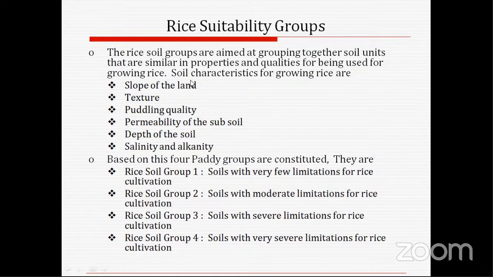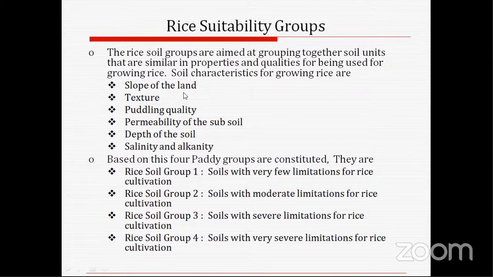So generally, students, for the soil characteristics for rice, what characters do we have to see to decide whether a land is suitable for rice or not? We have to check the slope of that land. Slope or topography, you have to see the landform slope. Texture, puddling quality, permeability of subsoil, depth of the subsoil, and whether there is any salinity or alkalinity problem. You have to check all these things. To group any soil units with similar properties, we have to gather similar properties. So for growing rice or paddy, we want to check these characteristics; they are very important.